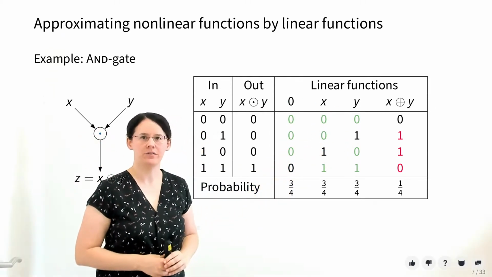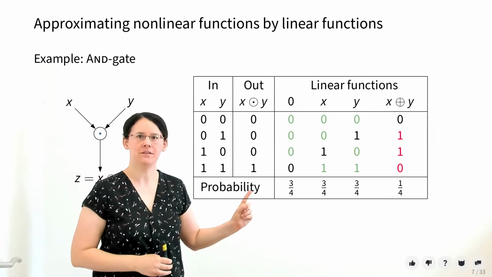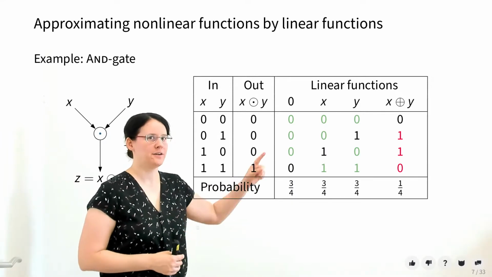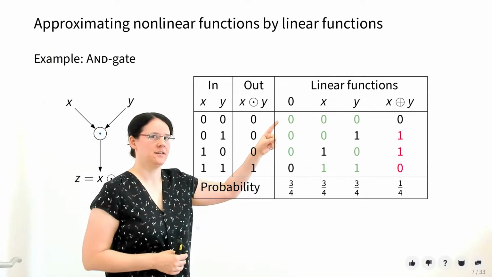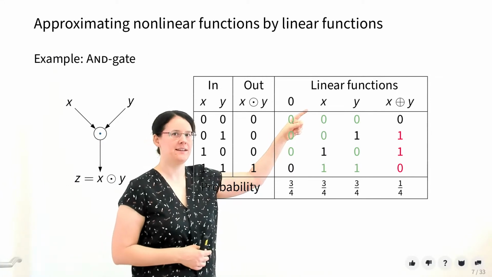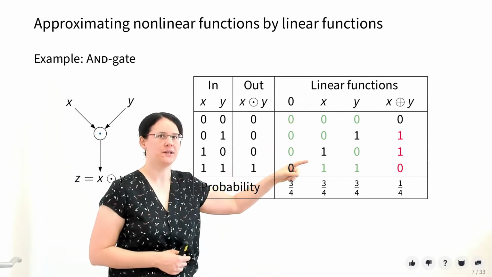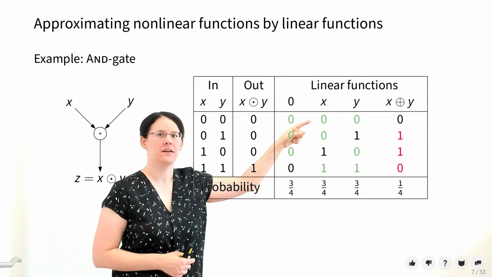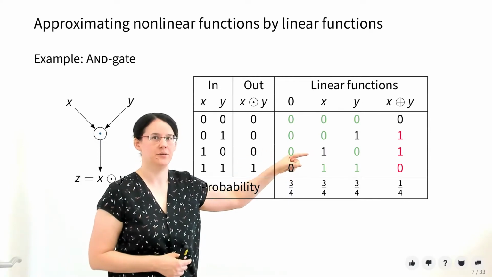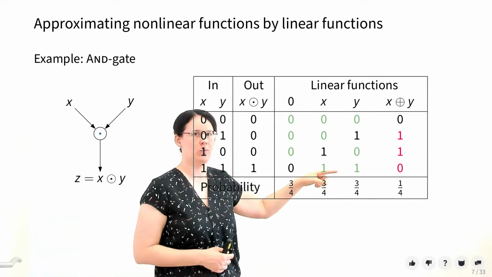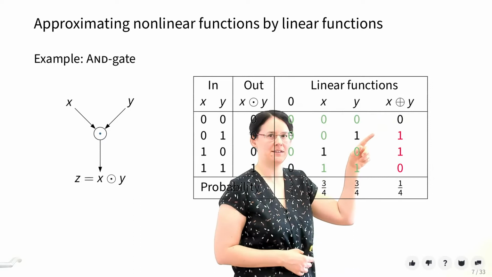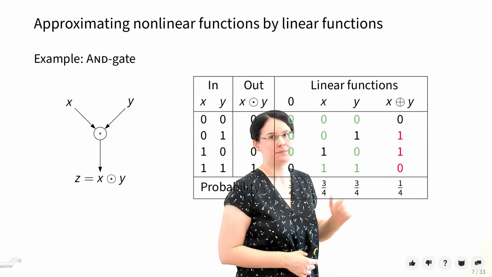Let's see now how often these linear functions give the same result as the correct nonlinear function. If I simply guess that the output is 0, then I'm correct in 3 out of 4 cases. If I guess that the output is equal to X, then I'm also correct in 3 out of 4 cases. It's a different 3 cases, but still the 0 here, the 0 here, and the 1 here are correct, whereas the 1 here is not correct, it should have been a 0. The similar thing happens for Y. The only difference is for the XOR. So the XOR actually turns out to be wrong in most cases. In 3 out of 4 cases, it's wrong.